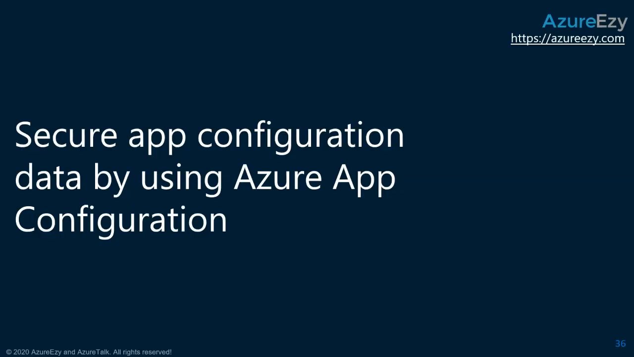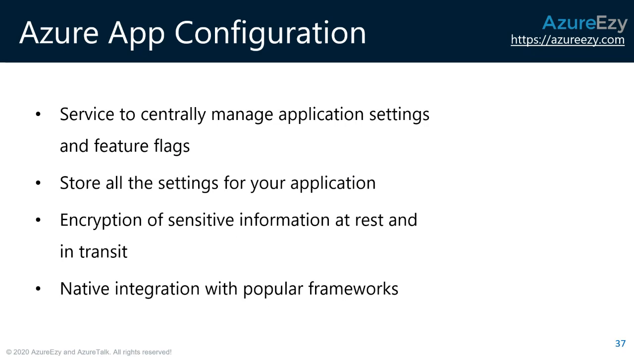Post this, the next thing for today is the Azure App Configuration. So what is this Azure App Configuration actually? Azure App Configuration is something that helps you centrally manage all the application related settings, the feature flags. It helps you store your settings for an application, with encryption of sensitive information at rest or in transit as well.